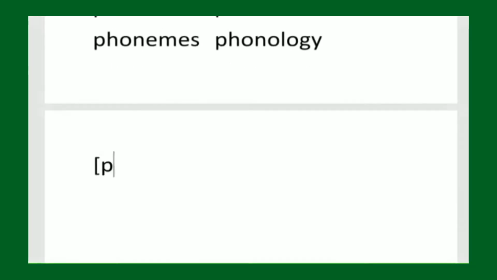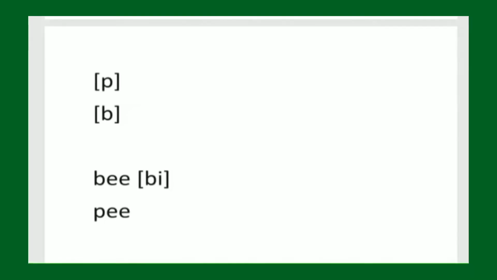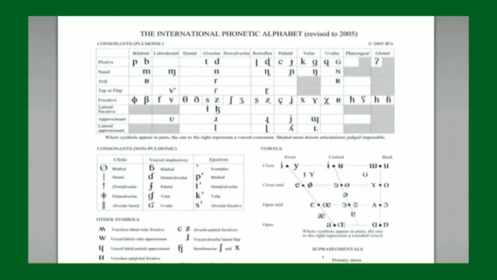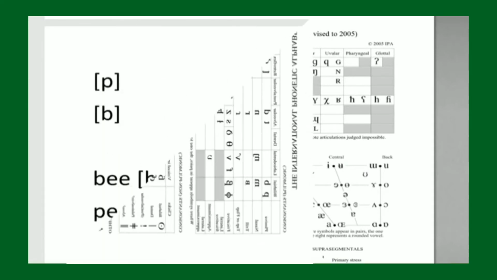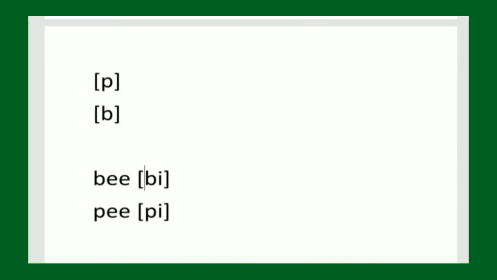Let me give you a different example. The phones pa and ba, are these contrastive in English or not? B and p. These are two different words again, right? Because they differ only in one sound. Ba and pa. And again, if you look at the chart, you see that they're both bilabial and they're both plosive, but one of them is voiced and the other one is voiceless. And this is, of course, language specific.